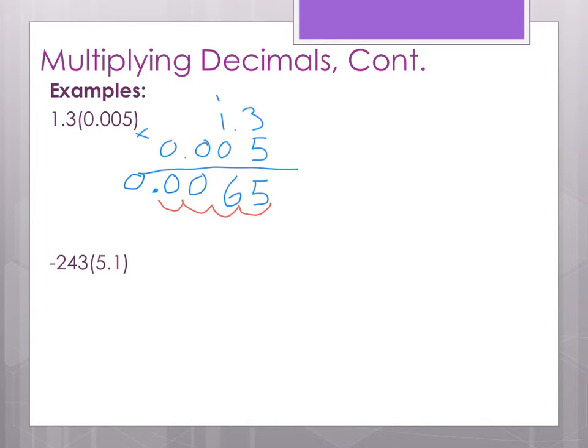In our next example, we have negative 243 times 5.1. We have a negative times a positive, so you have to remember that when their signs are different, our answer is going to be negative. So we should get a negative answer for this problem. We'll start with the 243 on top, because it has the most non-zero digits, times 5.1, lining them up at the right.